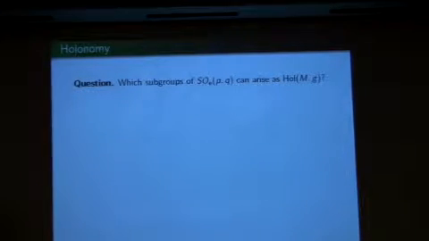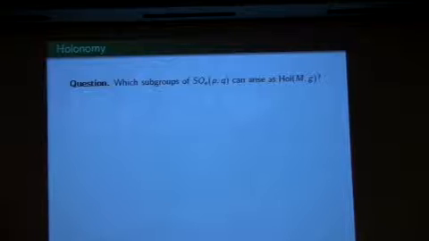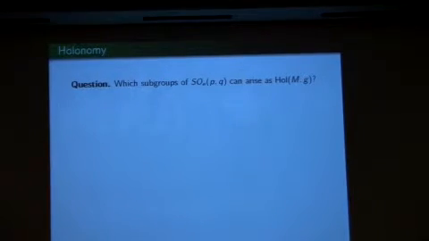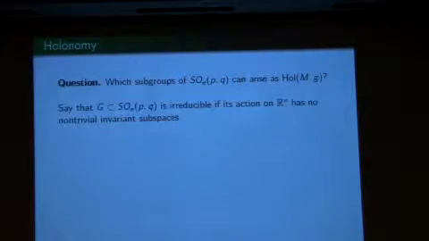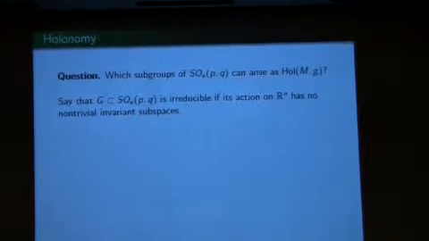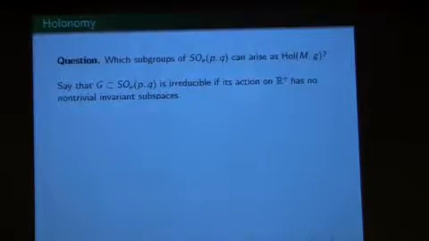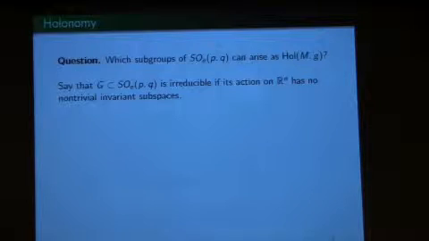People restrict to looking at certain subgroups which are basic building blocks. We'll say that a subgroup of the identity component of the orthogonal group is irreducible if its action on R^n has no non-trivial invariant subspaces. You just let it act by matrix multiplication, and that's an irreducible action.